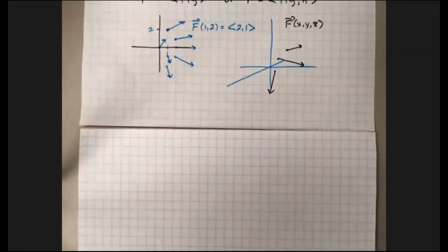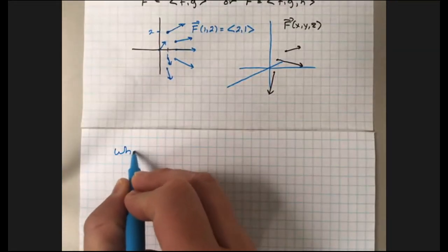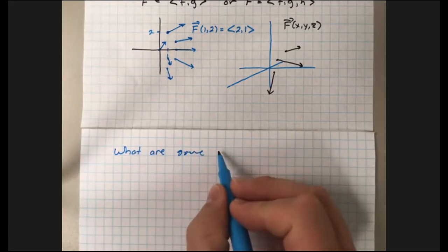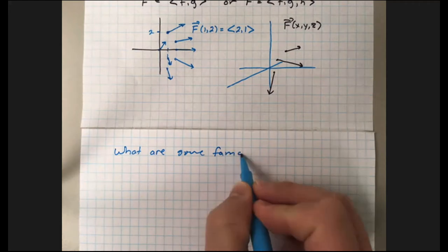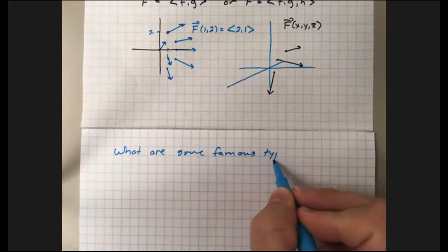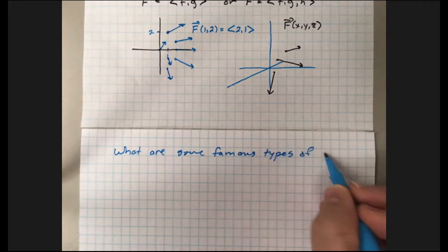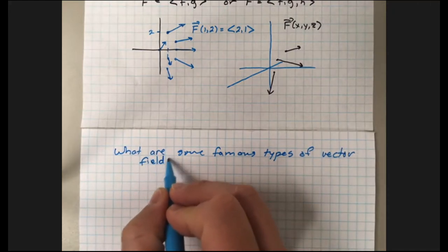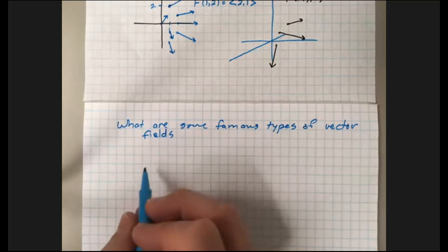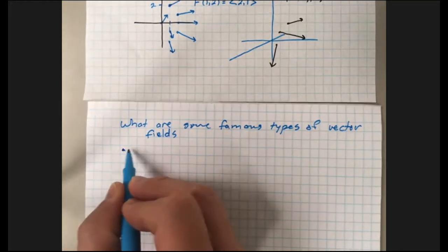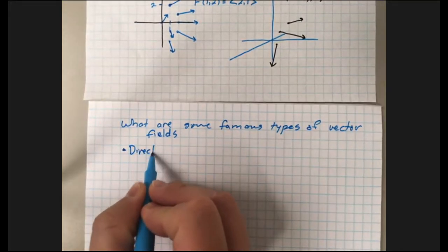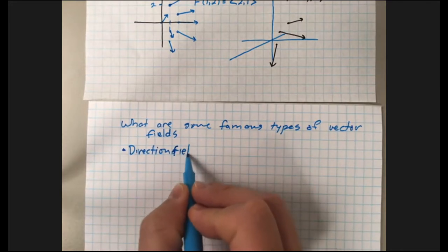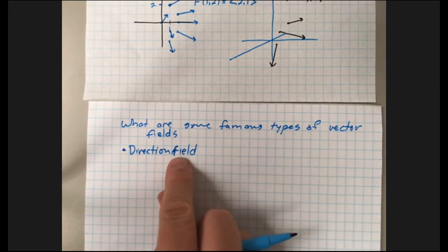Well, then what are some famous types of vector fields? I'll start at the bottom of my list at the opening of class because it's the one I've already done. A direction field. A direction field is a field that's meant to communicate direction.